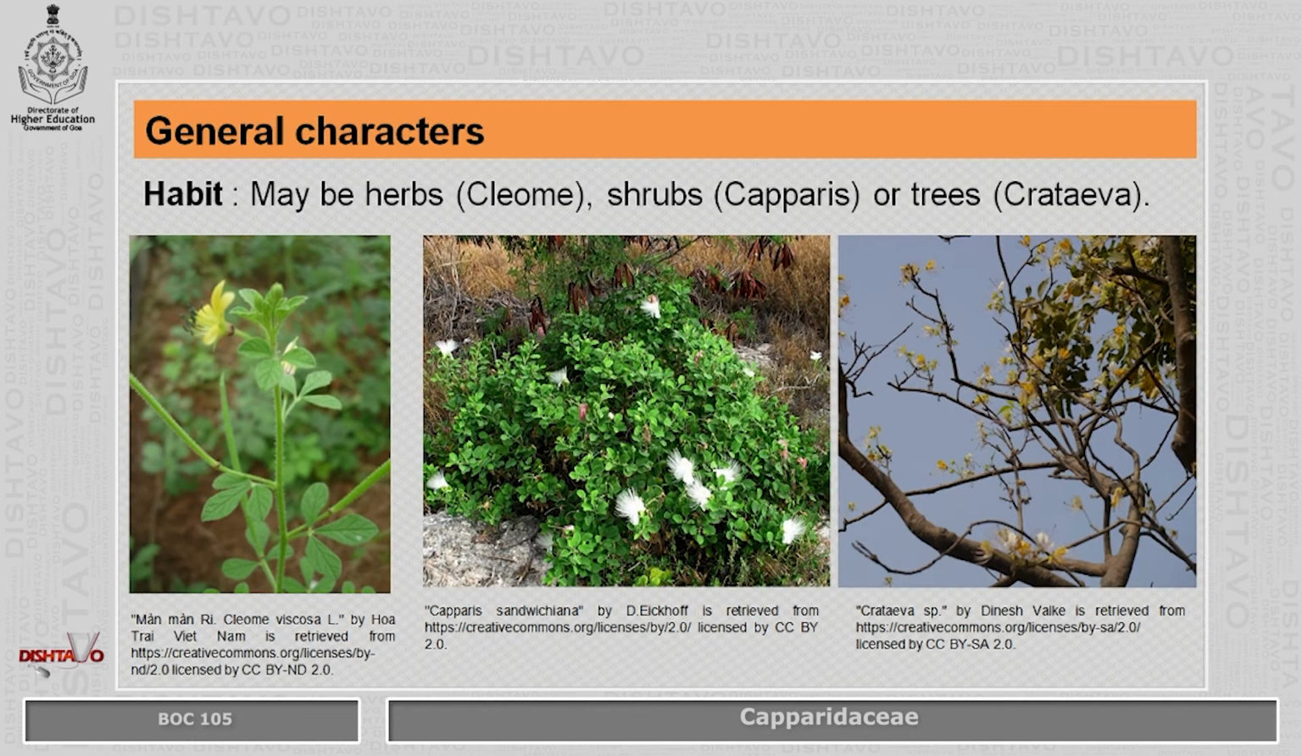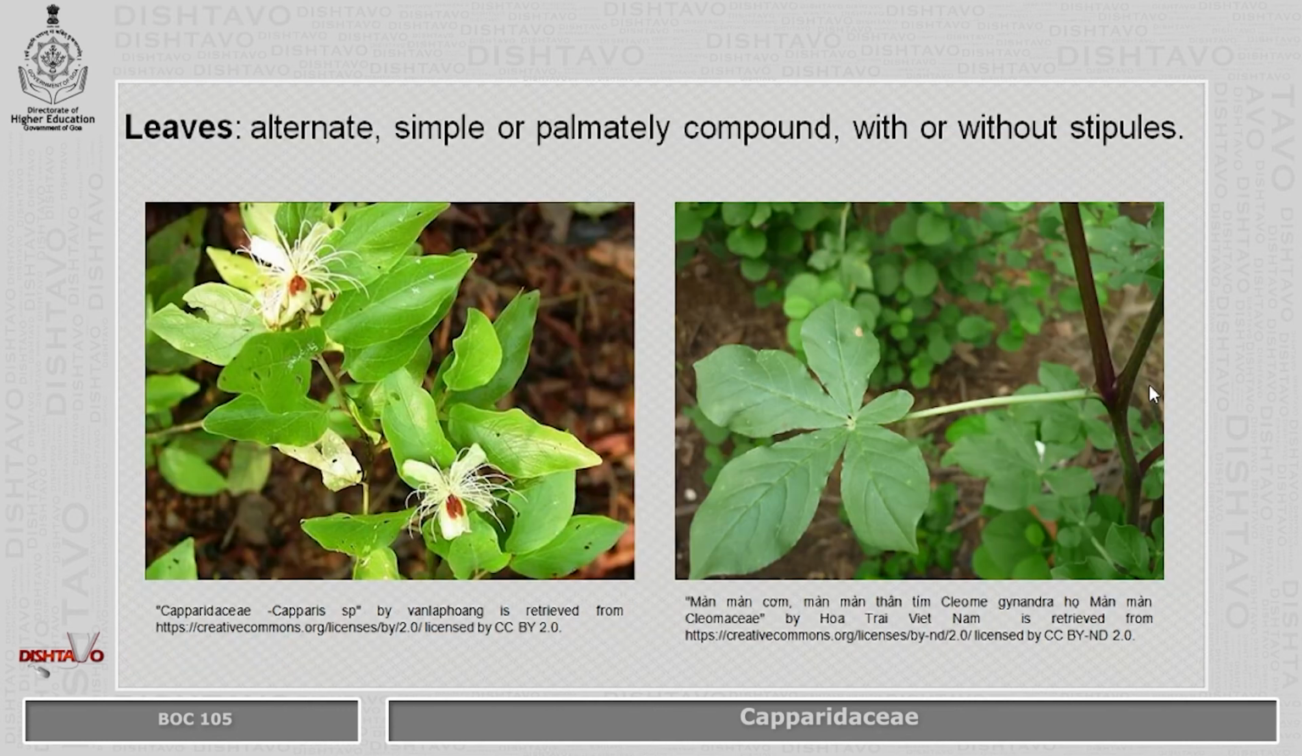General characters of this family: some are herbs, example is Cleome, you can see in the first picture. Some are shrubs, example is Caparis, you can see in the second picture. And some are trees, that is Crateva. So a wide diversity in the habit can be seen in this family. Leaves are alternate, they are simple, or in some members they can be palmately compound. They are with or without stipules.